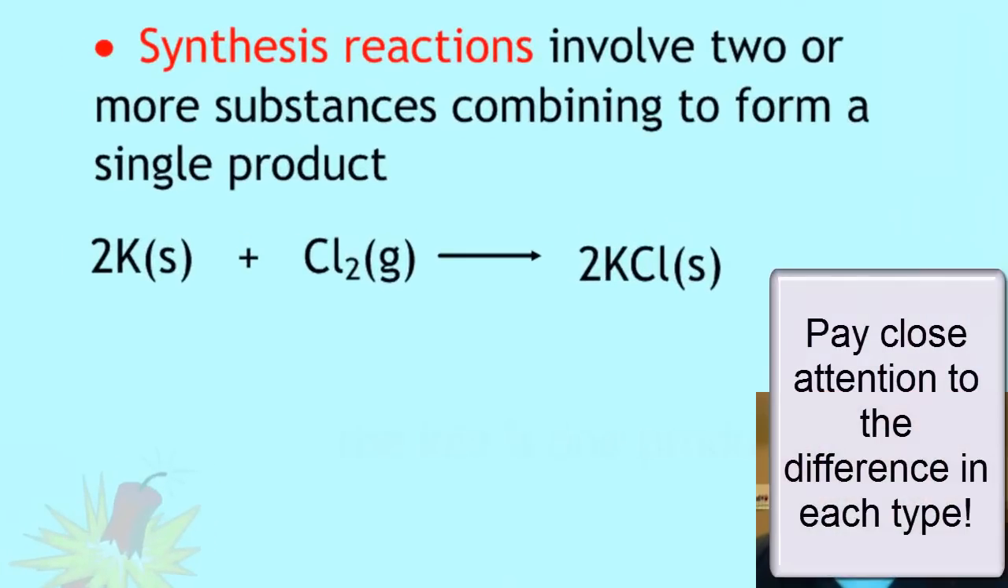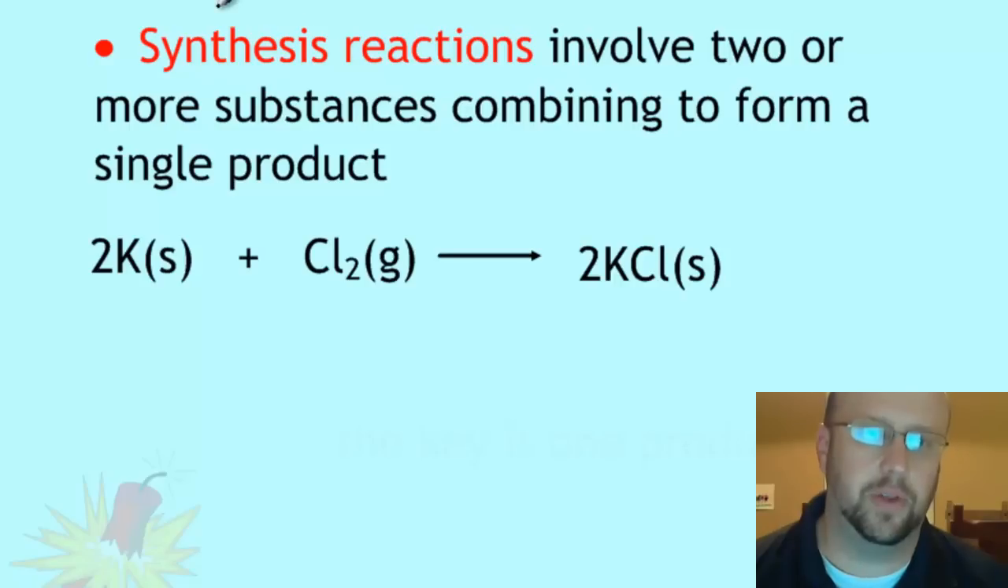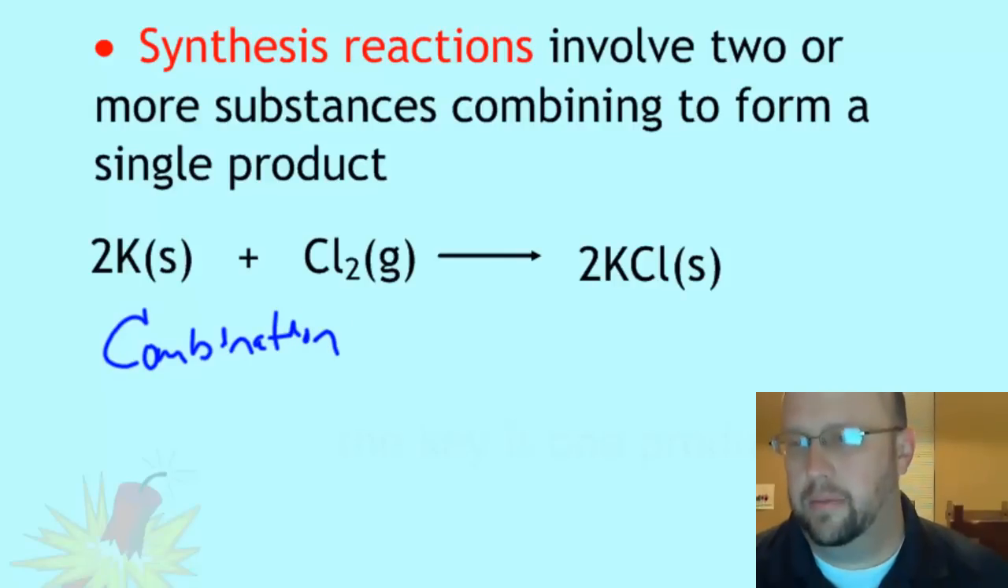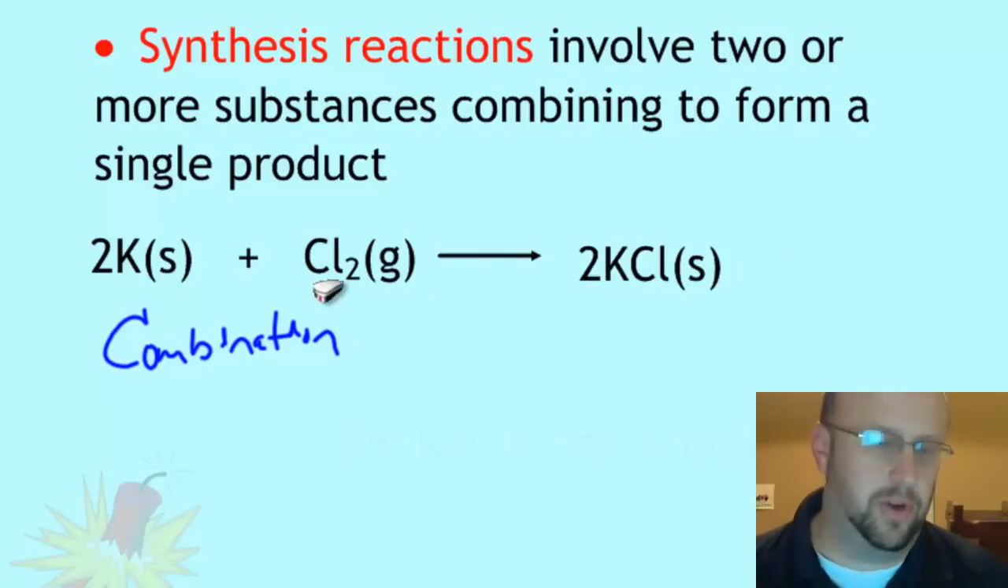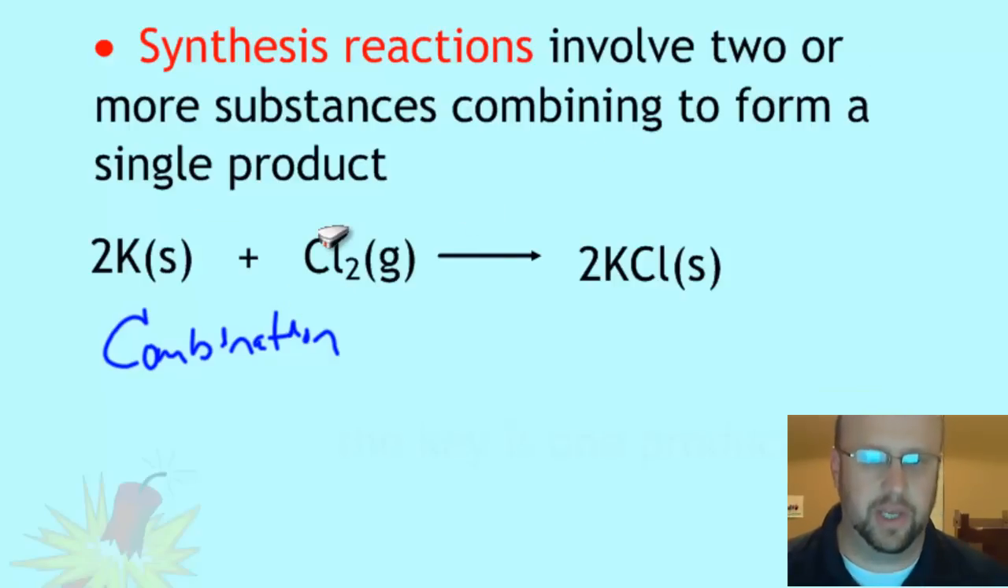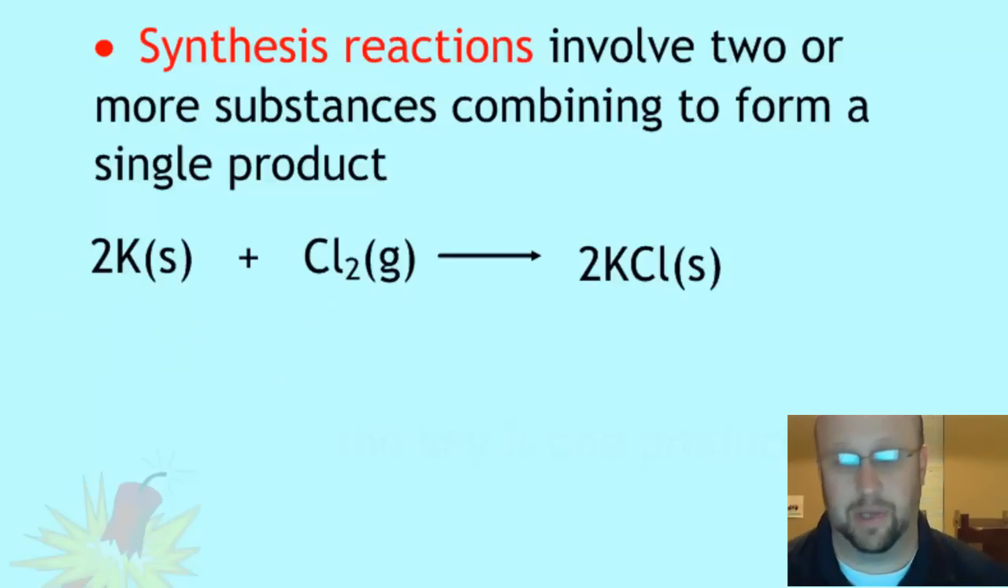So first off, we have synthesis reactions. These are not always called synthesis. Sometimes they're called combination reactions. As with a lot of these things, sometimes you have a whole bunch of different names for them. And essentially what a synthesis reaction is, you've got 2 or more things, and they're going to combine and form a single product. And that's why it's sometimes called a combination reaction.